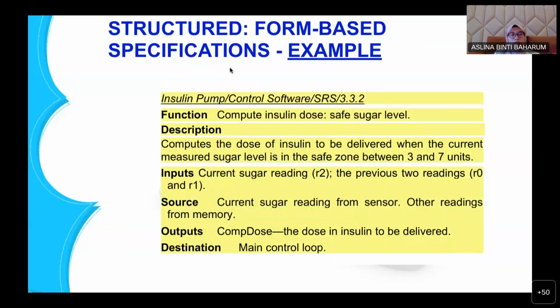Okay, let's look into the example of the form-based. This one has specific content that you need to fill in for the function, and also the description, input, source, output, and destination.